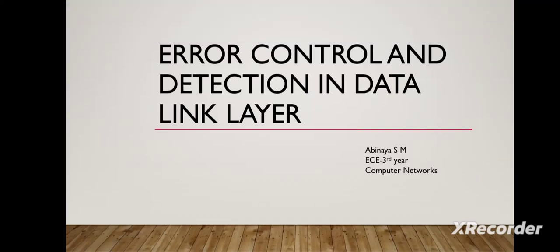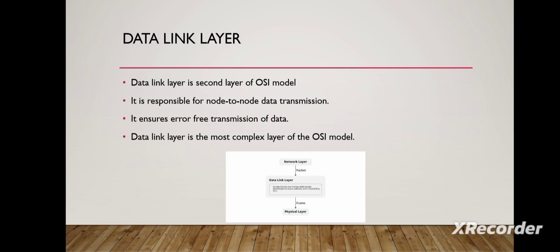Hello everyone, now we're going to see about error control and error detection in the data link layer. The data link layer is the second layer of the OSI model and it is considered to be the most complex layer of the OSI model. It is responsible for node-to-node data transmission and it also ensures error-free transmission of data.